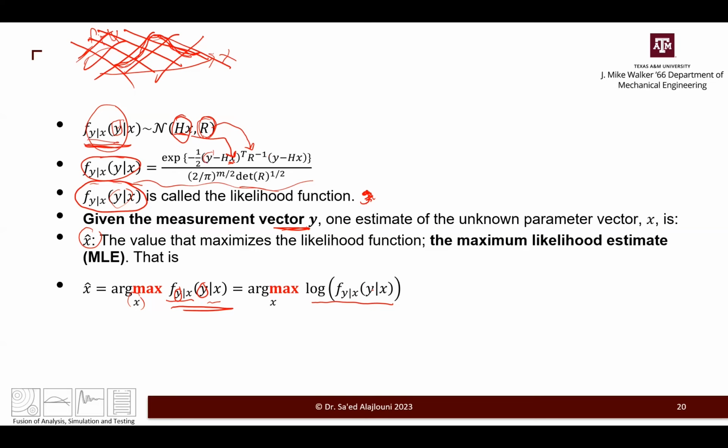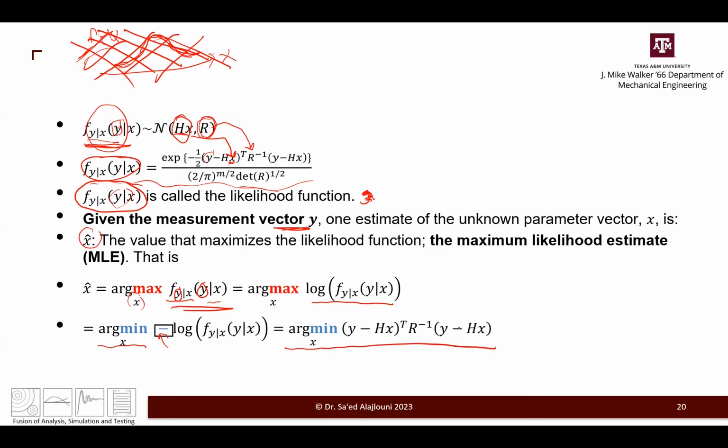Now, maximizing a function is equivalent to minimizing the negative of that function. So now we want to find the argument that minimizes the negative of the log likelihood. If you take the log of this exponential, you get to the inside argument. But these are constants. This is a constant. So we want to minimize only the numerator.